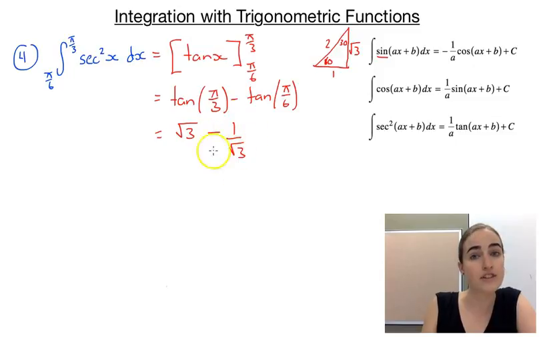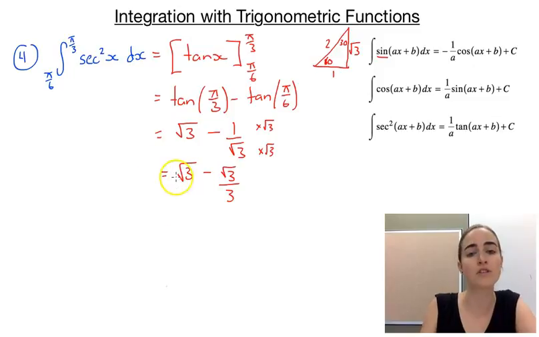Now I'm going to rationalise the denominator of this second one, so we'll have root 3 minus, you'd have to times top and bottom both by root 3, so we'd have root 3 on 3. And then if I make them have a common denominator, this would be 3 over root 3. And now, because they have a common denominator, I can simplify that into one fraction, and we would end up with 2 root 3 over 3.